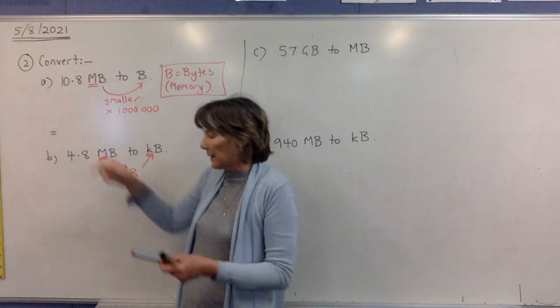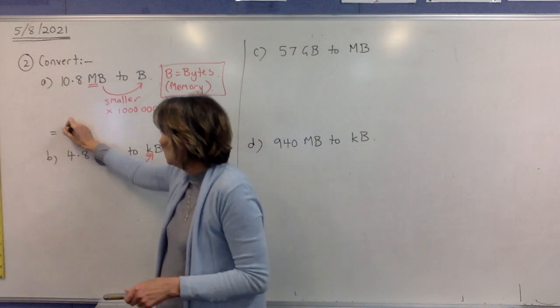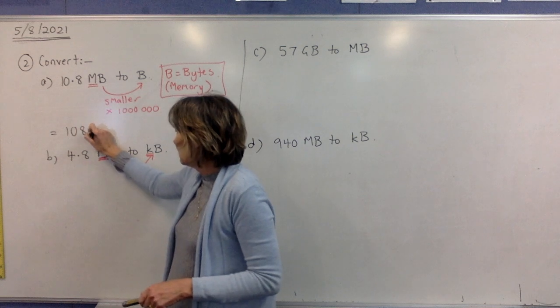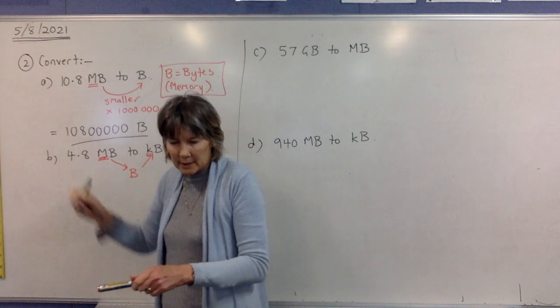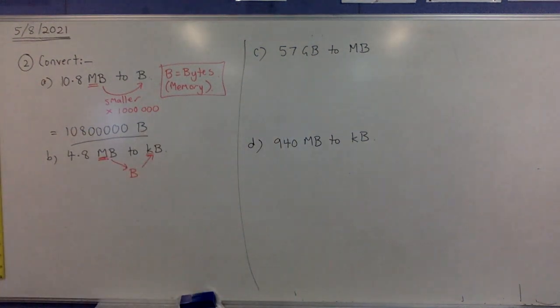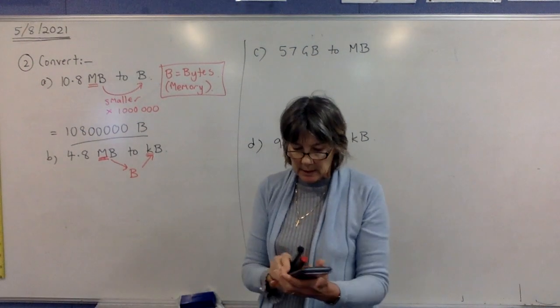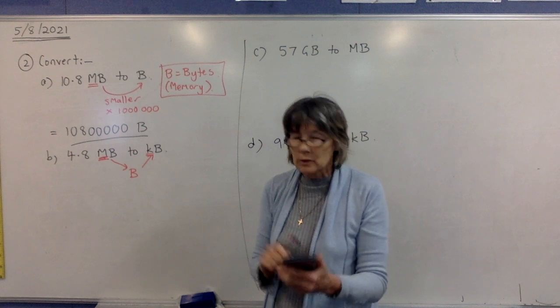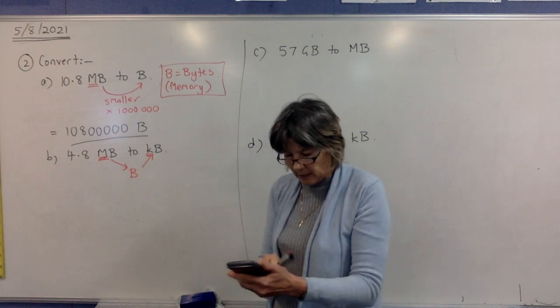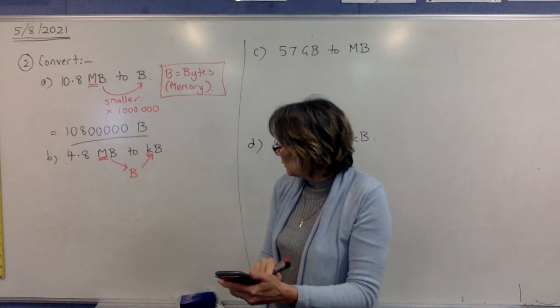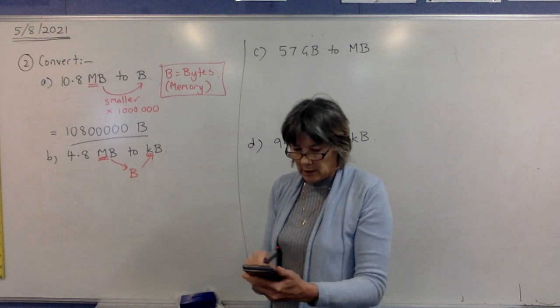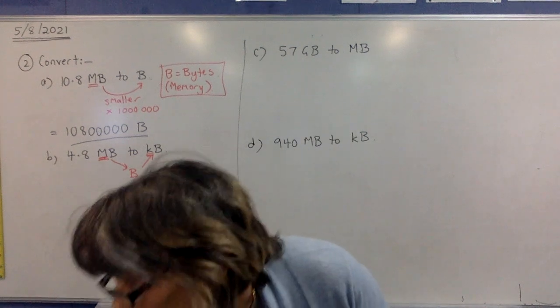So if you do 10.8 times a million on your calculator, it will give you that number of bytes. I'll just double check the calculator is giving you these same answers, because sometimes it will actually give you an answer in scientific notation. If it does, just write down whatever the calculator is giving you. So I'll just check it. Yeah, it does give you that, so we'll leave it like that this time.